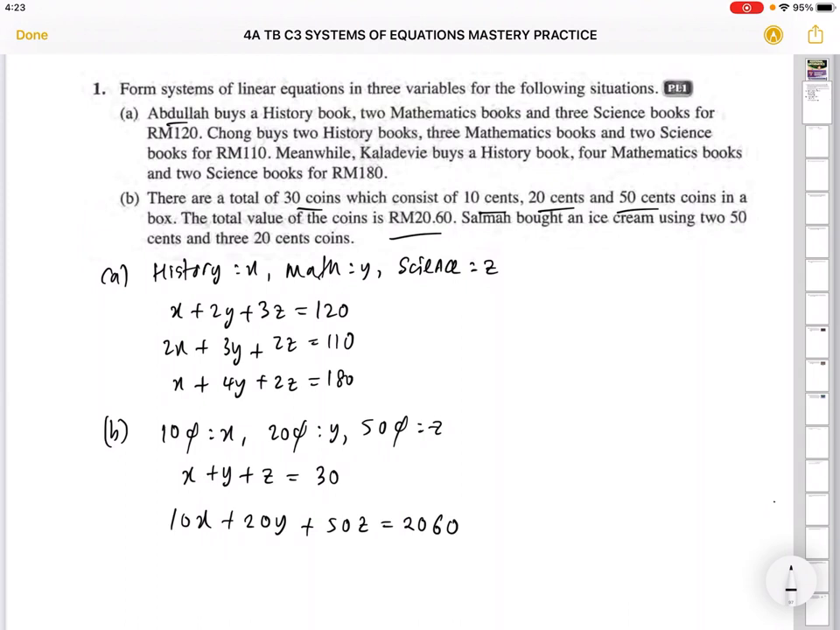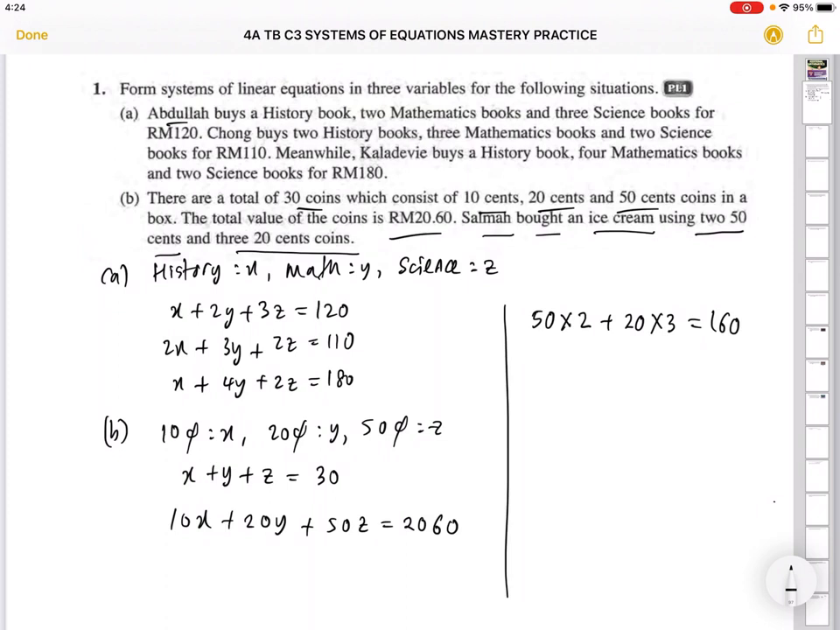Now this is the weird one. Salma bought an ice cream using 2 50 cent and 3 20 cent coins. I want to ask you a question. 1 50 cent coin has a value of 50 cent. 2 50 cent coins is 50 times 2, which is 1 ringgit. And 3 20 cent coins, you times 3. How much is it? 160. Can you do anything with this?